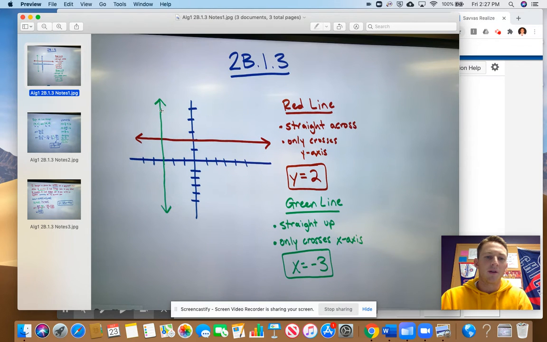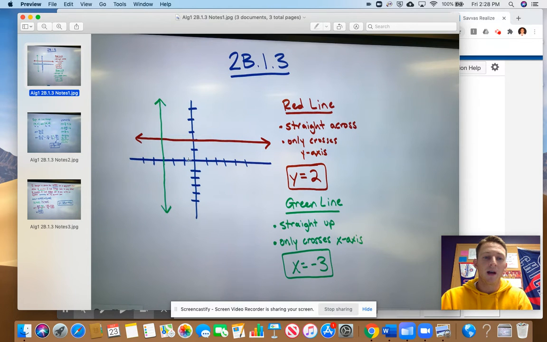And then looking at the green line here, totally opposite, right? It's going straight up and down. So it's going to go up forever, it's rising forever, and then it's never running. So we would say that this slope is undefined. So we're not gonna write a slope down again.